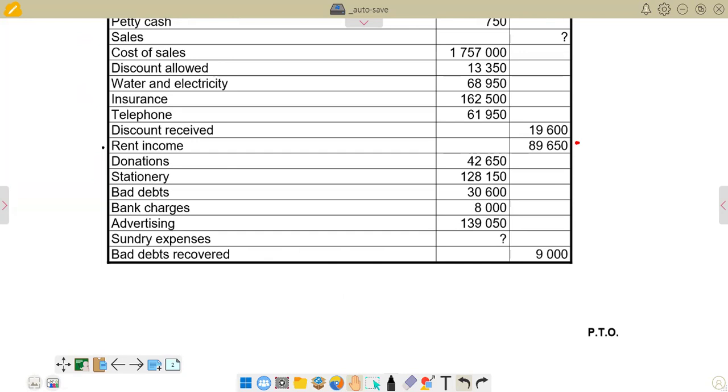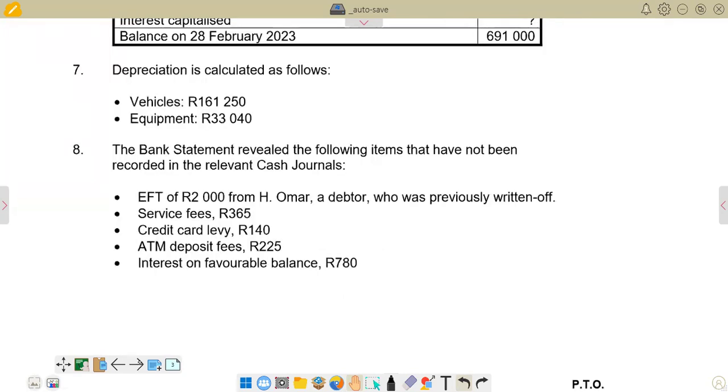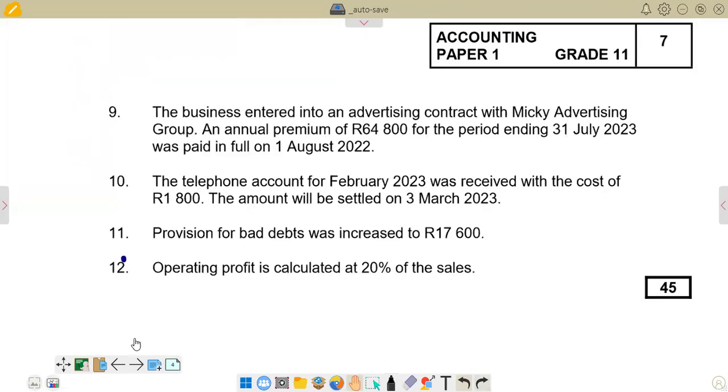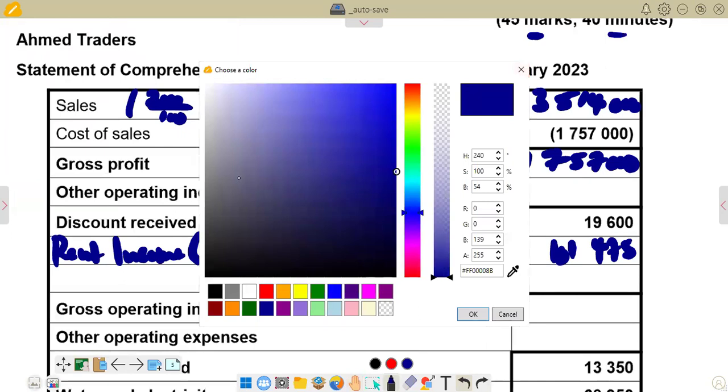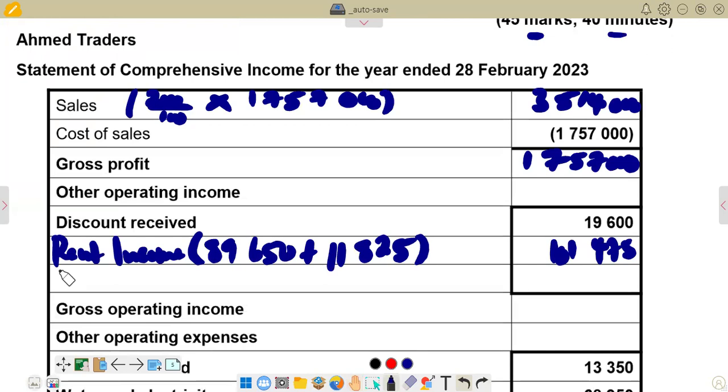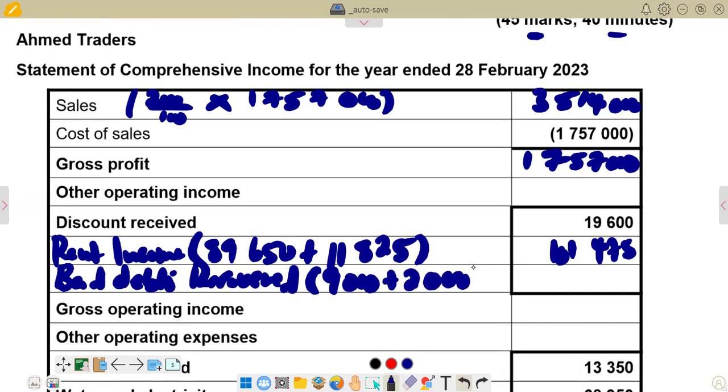So we go back to the answer section and just summarize that. Here now we are saying bad debts recovered, and the figure that we are going to say there is 9,000 plus 2,000. Then if you add the two, we are going to get 11,000.